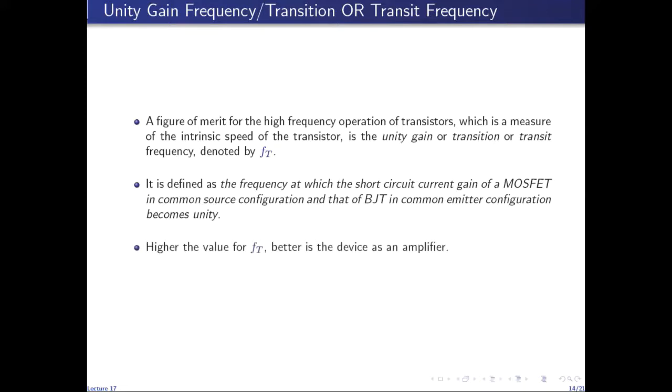So like I said, we would want the short circuit current gain to be independent of frequency ideally, but since that is not possible, we would want the short circuit current gain to be independent of the frequency for as large a portion of the spectrum as possible. In other words, we would want a higher value for the unity gain frequency, and the higher the value of the unity gain frequency for a device, the better the device is as an amplifier.